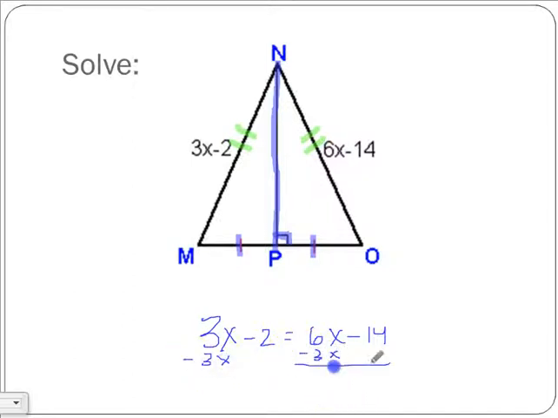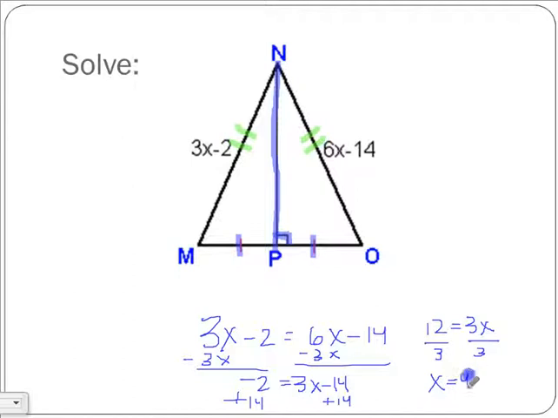We're going to get all of our x terms on one side of the equation by subtracting 3x from both sides. We're left with negative 2 equals 3x minus 14. We need to add 14 to both sides. I'm running out of room, so I'm going to continue up over on the right here. Negative 2 plus 14, that's 12, equals 3x. And then we just need to divide each side by 3. And I get x equals 4.